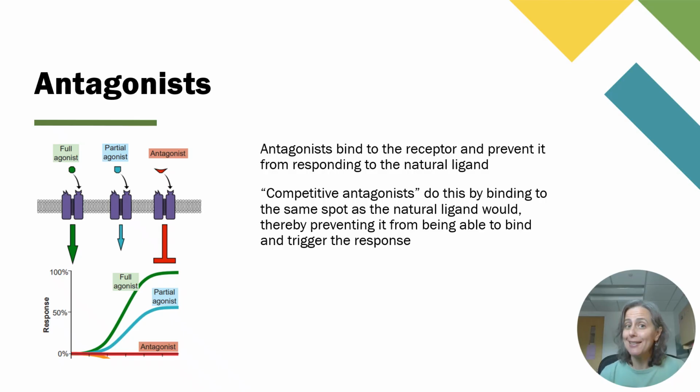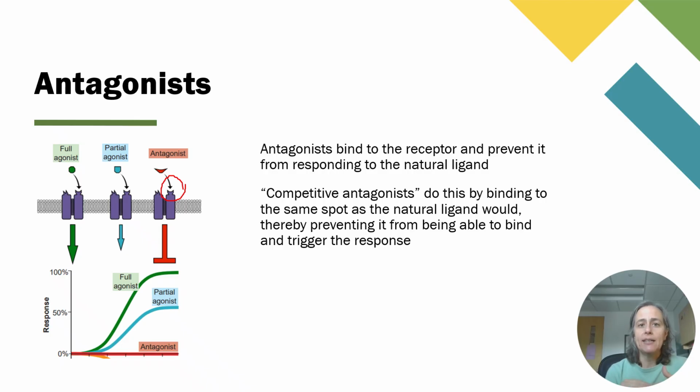Now let's talk about the antagonist, right? So they're fighting you. They're not letting you do what you would normally do. So what an antagonist does is it binds to the receptor here and basically shuts it down. It can shut it down in a variety of different ways, but the key thing here is it prevents the receptor from doing its thing. Whether it is an ion channel or a G protein coupled receptor, it's just like, nope, we're shutting you down. So that's what an antagonist does.